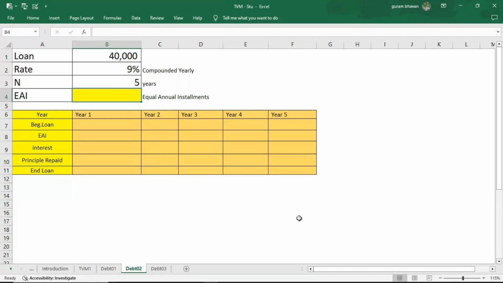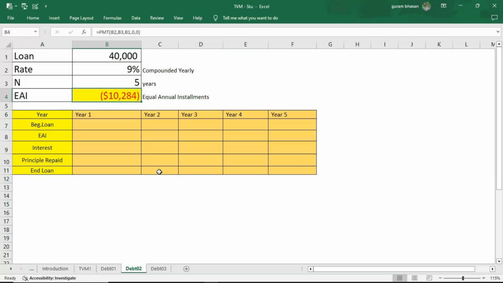So let me solve this and show. I hope everybody has tried it out. So equals PMT. Rate is 9%. They are telling it is compounded yearly. Okay. So rate is 9%. NPER is 5 years. Present value is 40,000. Future value is 0. Type is end of the period. So every year, that is annually, I have to pay 10,000.